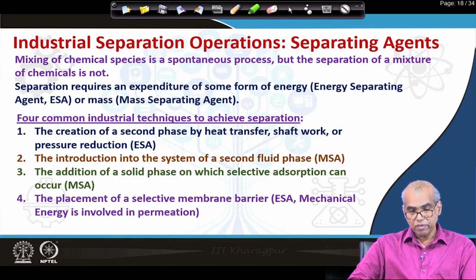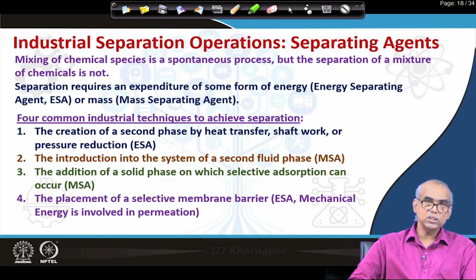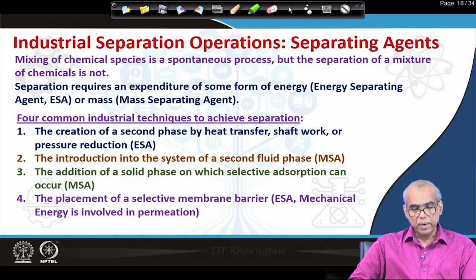Third, the addition of a solid phase on which selective adsorption can occur. This is clearly a case of mass separating agent. And finally, the placement of a selective membrane barrier. Here also this is an energy separating agent, because mechanical energy is involved in permeation of species through this membrane barrier.